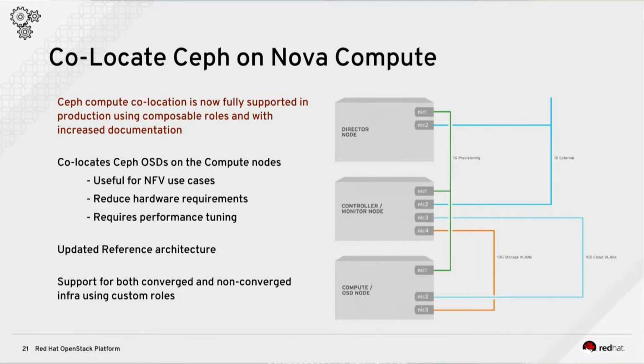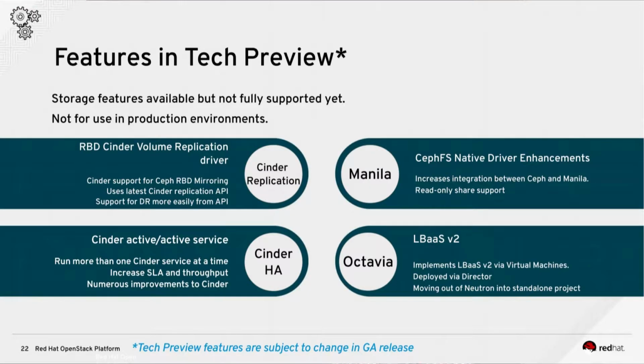But there are certain limitations. I will not tell you which ones, but there are some. So we can already collocate Ceph with compute. Right? Okay, so features which are in the product, but are not recommended for production right now.